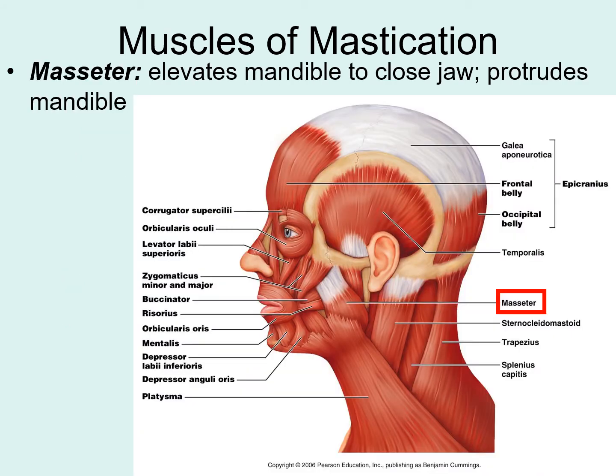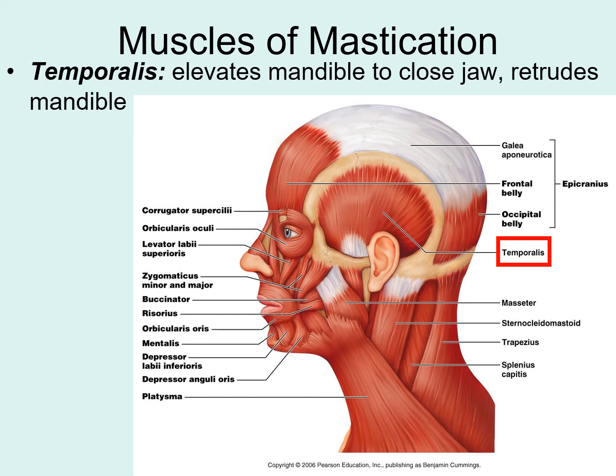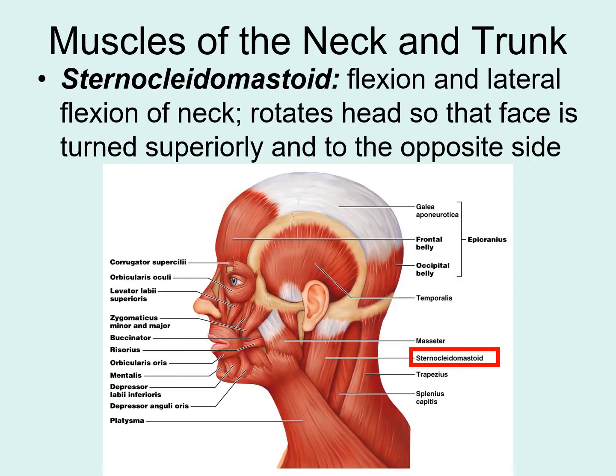So you have the masseter, which is this muscle right in here. That's going to help to close the jaw, helps to protrude the mandible. And your temporalis actually also helps to elevate the mandible to close the jaw. This is right here, and then retrudes the mandible. Pulls you back.